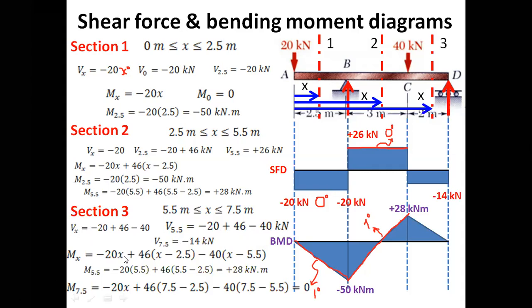Again we will get the same value, that is V 7.5 is equal to minus 14 kilonewton. So at this point we have to plot the shear force. The shear force is minus 14 kilonewton, so we have to move minus below this horizontal line. So let's say this is minus 14 kilonewton. So this is V 5.5, and V 7.5 is also minus 14 kilonewton, and then we have to join these 2 points by a horizontal line, because the order of the shear force equation is 0.